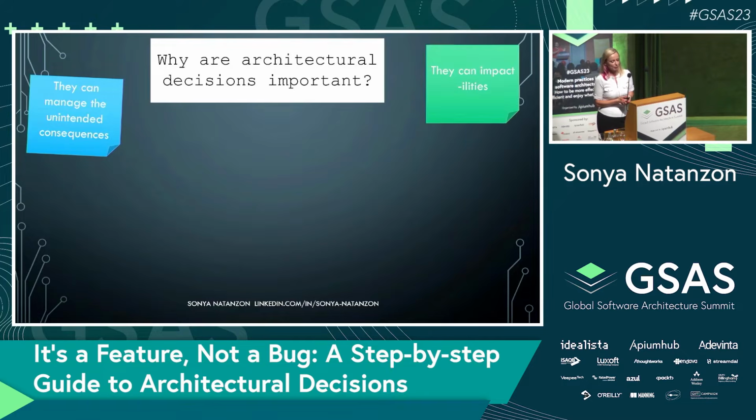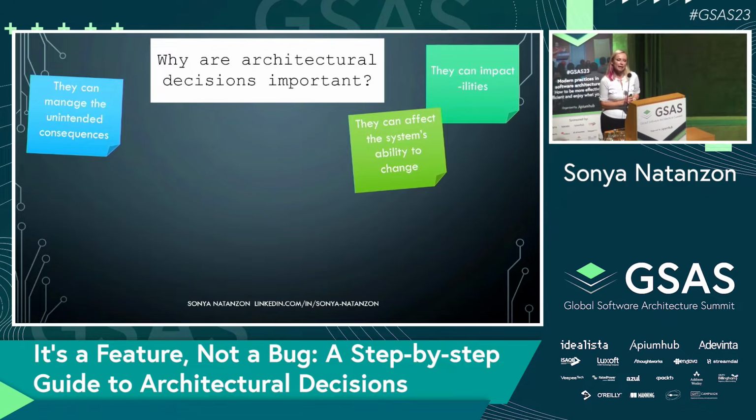We can get to a couple of them very quickly. They impact your quality attributes or abilities. They tell you why you got where you are. Good one. That's a prize. All right, let's get through a few of these. They can affect your system's ability to change. That's an important one. They can resize your technical debt.